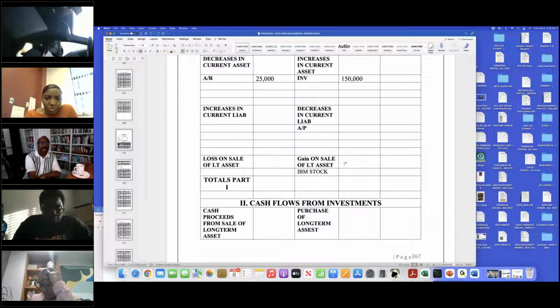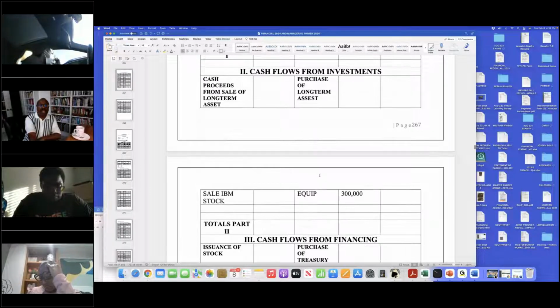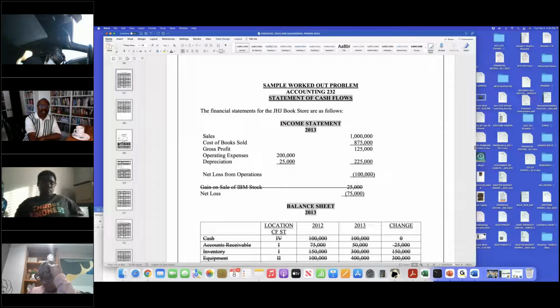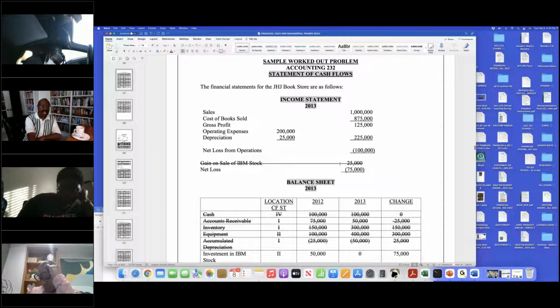That is from operations. The company lost 100,000. The gain had it looking like the loss, like it was 75,000, but it's actually 100. So when we add it back, we get the loss back to 100,000. Then, since we had a gain of 25 and it cost us 50, we got $75,000. But we want that here in part two.